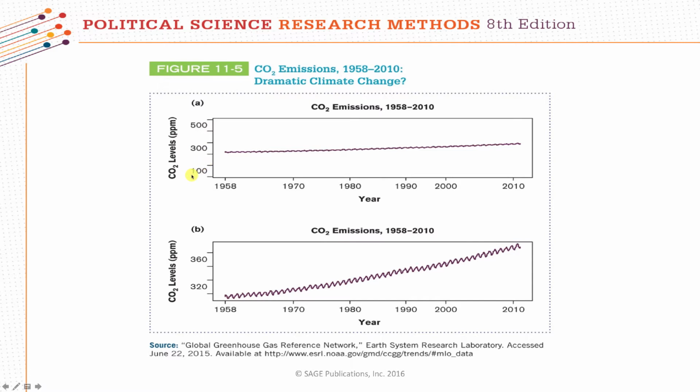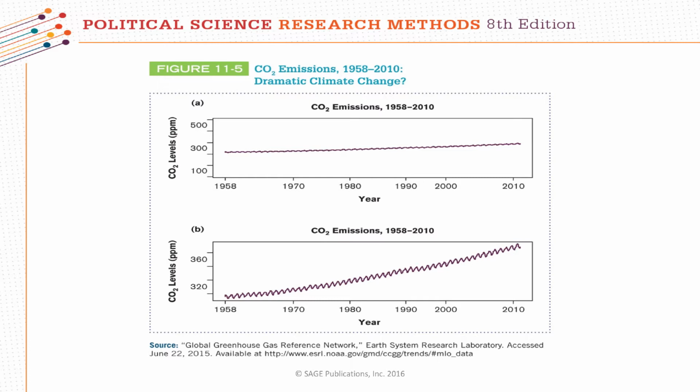In graph A, the lowest value is 100, the highest value is 500. In graph B, the lowest is something like 320 and the highest is 360. So obviously the range, going back to range, the range of values on the y-axis is different in both of these graphs. And so graph A looks much less alarmist than graph B.